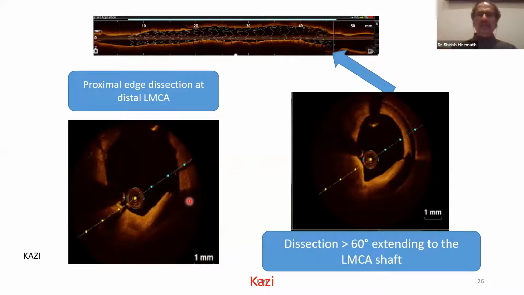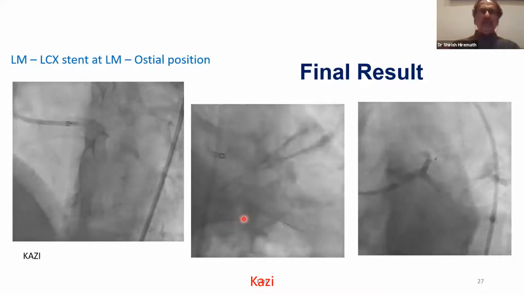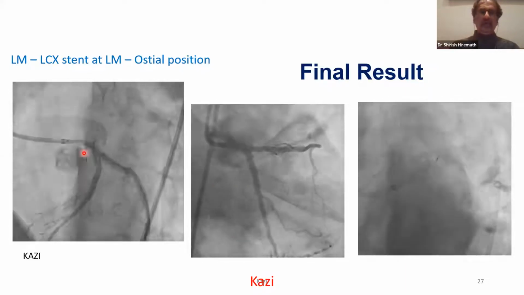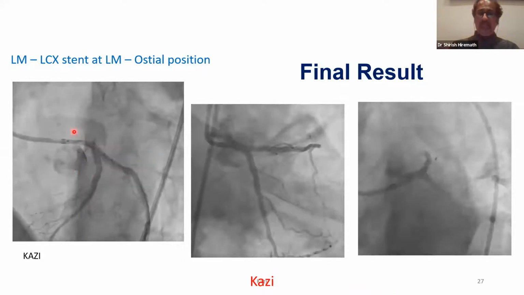And then we did an OCT. Again, this confirmed the flap. And we decided we'll put a stent in that area. So the stent from circumflex was pulled back to the left main. You can see, as I told you, LAO steep cranial is the view to place your circumflex stent.